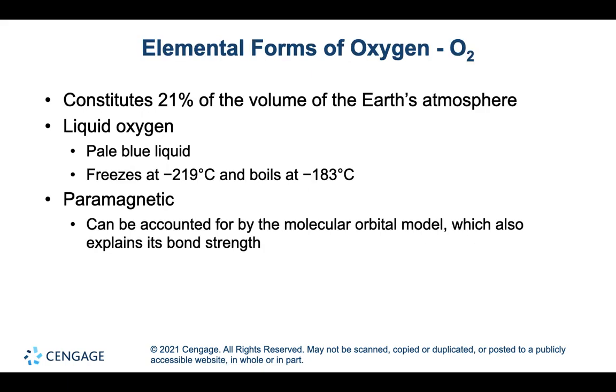21% of your atmosphere is oxygen. In the liquid form, it's a pale blue liquid. It freezes at -219 and boils at -183. But it is paramagnetic. Liquid oxygen is attracted to a magnet, and we talked about that when we talked about the molecular orbital model. And so that magnetism can be explained by the unpaired electrons in the molecular orbital diagram of O2.